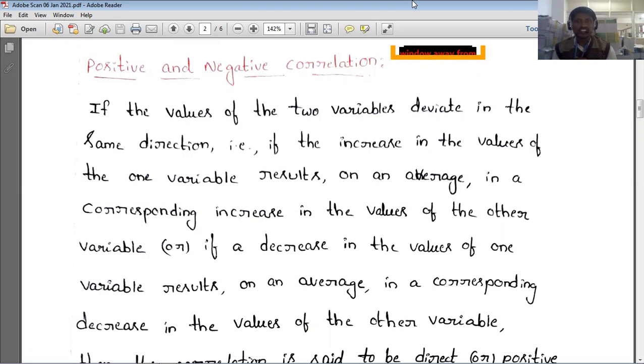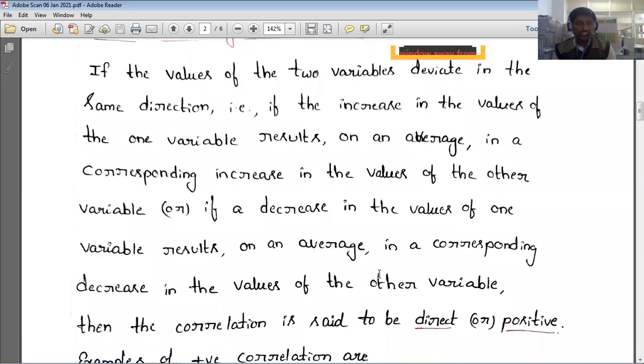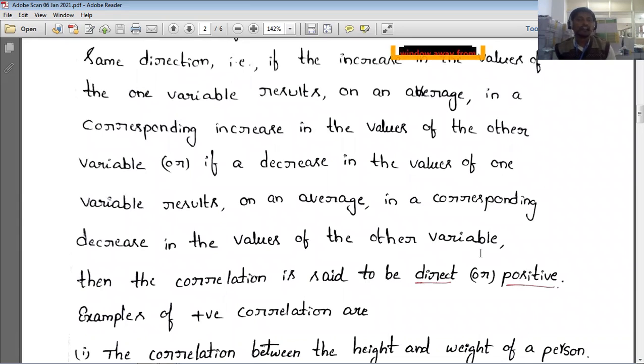If increasing the values of one variable results on an average in a corresponding increase in the values of the other variable, it means that when one variable's values are increasing, the other variable's values must also increase. Or if a decrease in the values of one variable results on an average in a corresponding decrease in the values of the other variable.